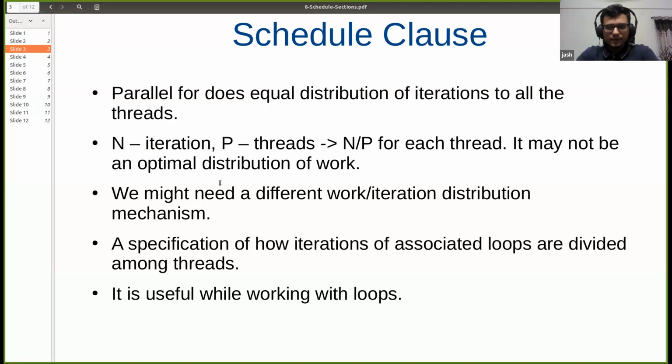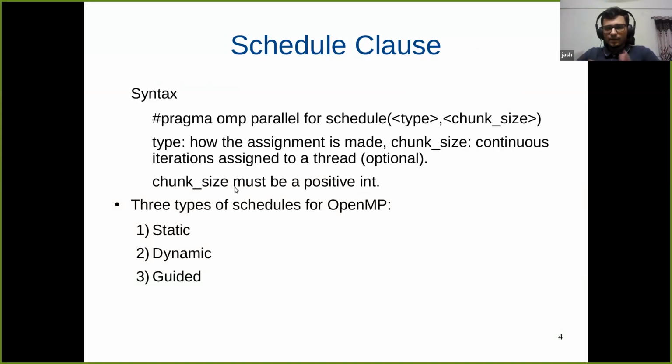Coming to the schedule clause, its syntax is simple. We'll write #pragma omp parallel for, which we are already aware of, followed by the schedule clause, and then we'll specify two arguments to it: type and chunk size. What type says is what type of schedule we want, or how we want to make the assignment of iterations among the threads. That is what is governed by type.